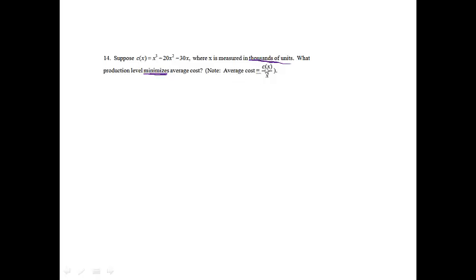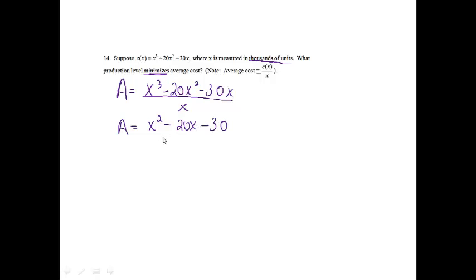Average cost is equal to c of x over x. So my average cost is going to equal c of x, which is x cubed minus 20x squared minus 30x all over x. And I do notice that x will go into each of those, so I'm actually going to divide an x out of each part. So my average cost will equal x squared minus 20x minus 30. So I have my equation.